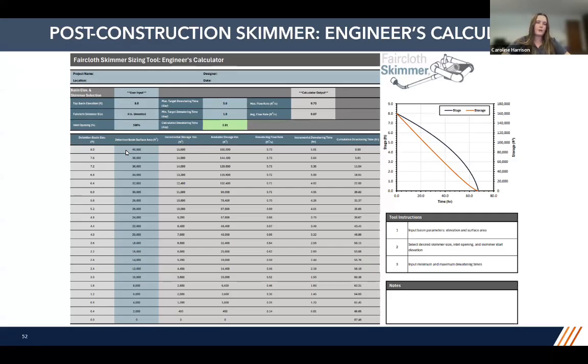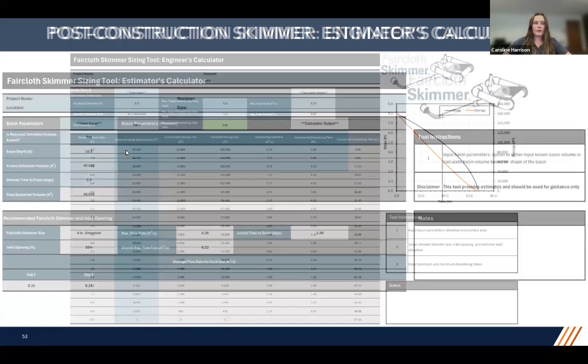Also, the skimmer start elevation here was removed to avoid any confusion, and it was deemed unnecessary from the previous calculator. One other addition here is that we provide the max flow rate for our post-construction skimmers.